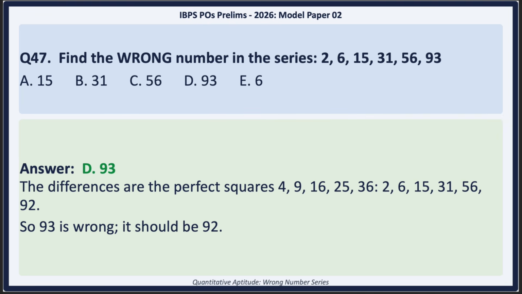Yes. The next gap is 25. 31 plus 25 is 56. So the gap after that must be 36. But 56 plus 36 is 92. The series says 93, so 93 is the wrong number.